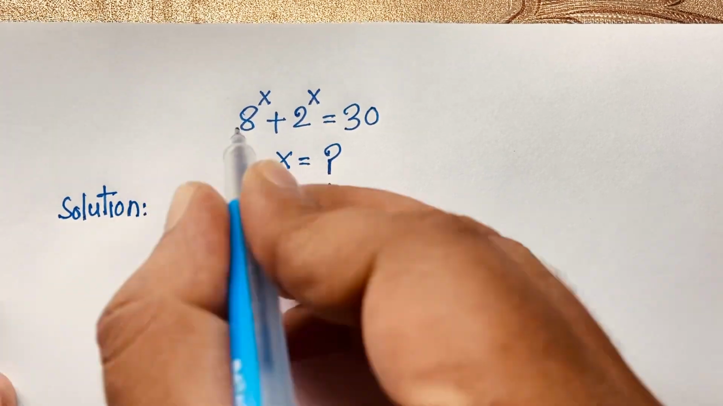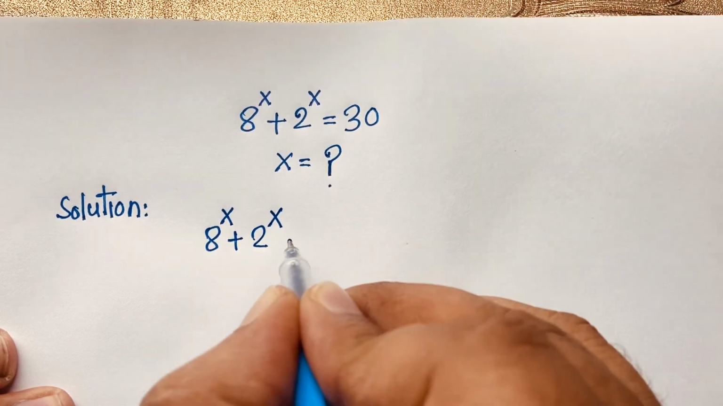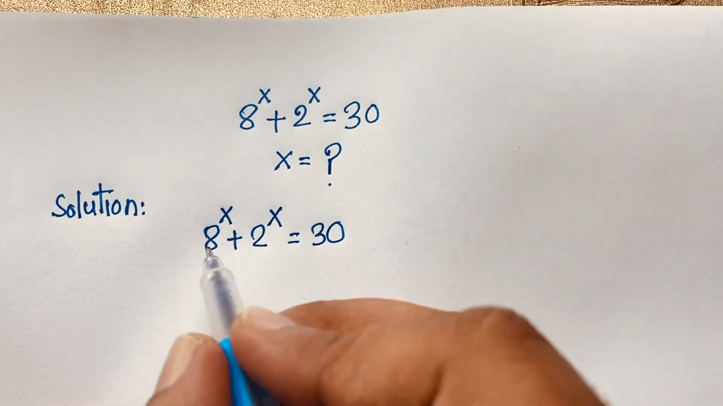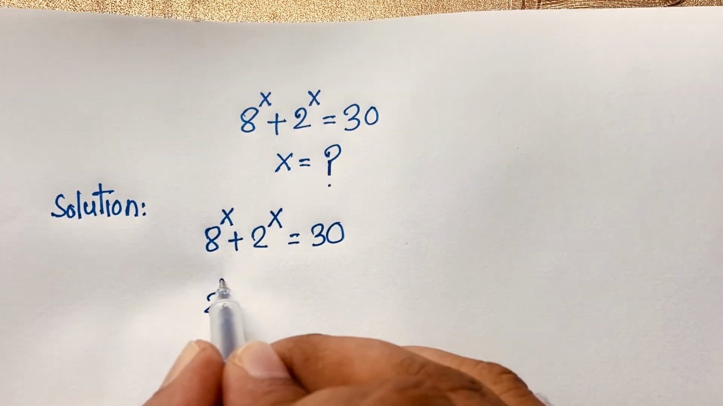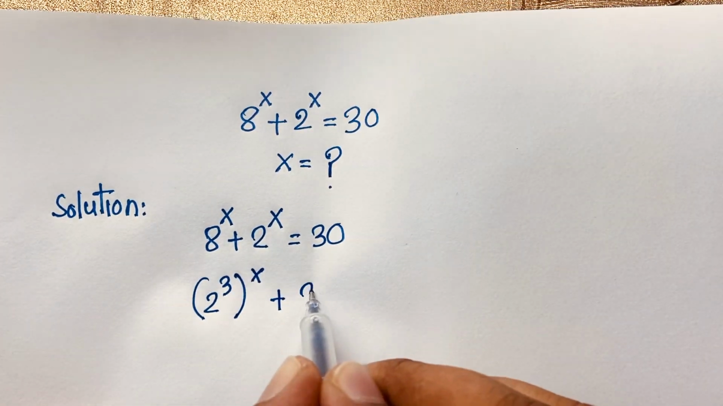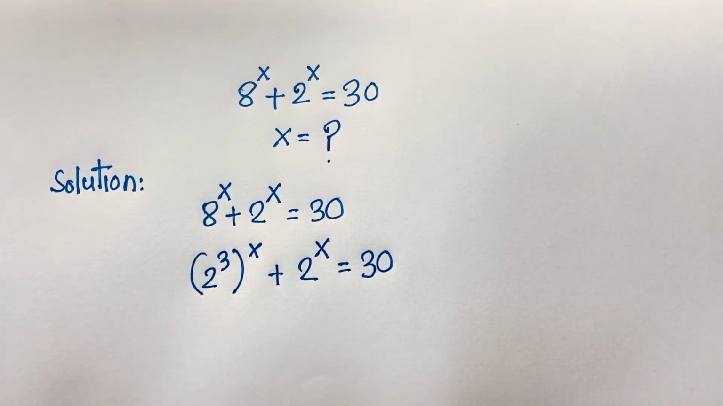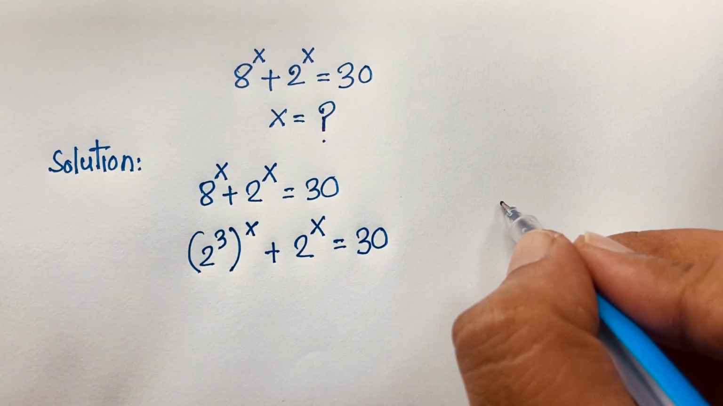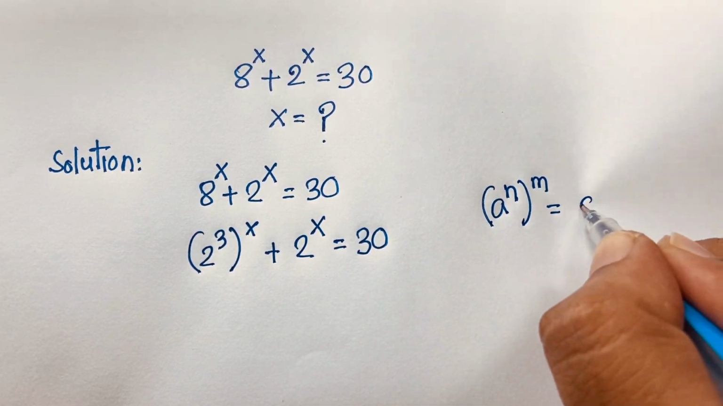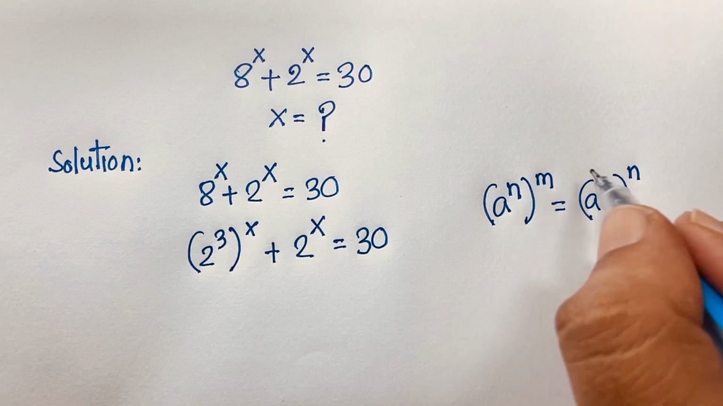Our question is 8 to the power x plus 2 to the power x is equal to 30. This is our question. Now at this moment you can see this 8 will be 2 to the power 3 in brackets, to the power x, plus 2 to the power x is equal to 30. Now we know the exponential law: a to the power n and whole to the power m will be a to the power m and whole to the power n. I just change this exponent inside the bracket.